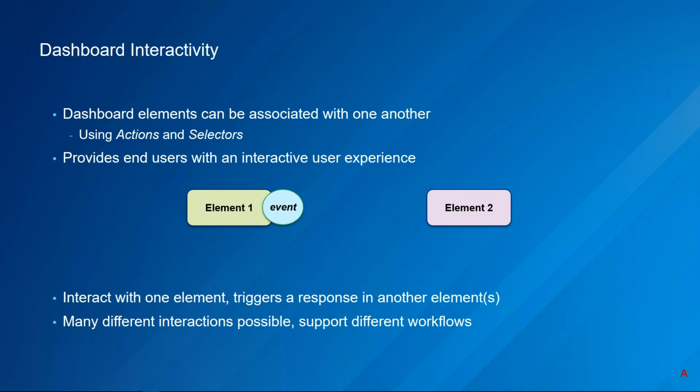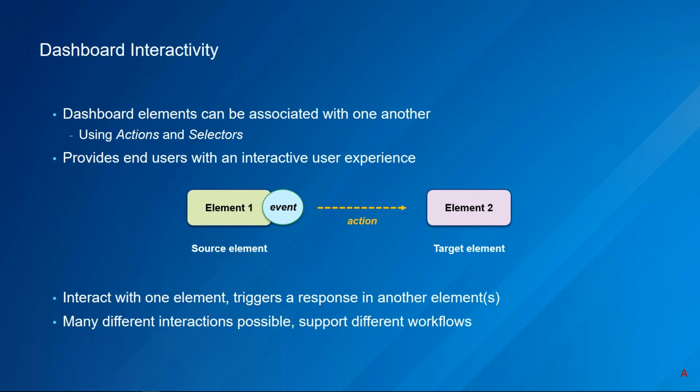What I could do is have an event occur on element 1. Maybe I select a feature, maybe I change a map extent. That can cause an action to occur on a different element. So we have these two things called a source element and a target element. The source element is where the event occurs, which triggers an action, and that action is executed by the target element. This allows me to have various different interactions within my dashboard.